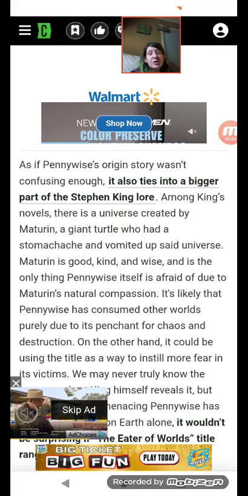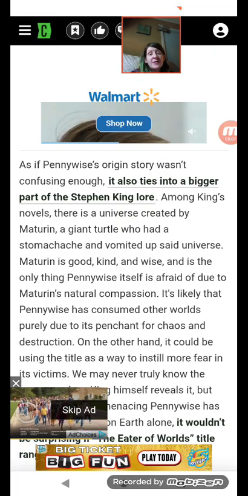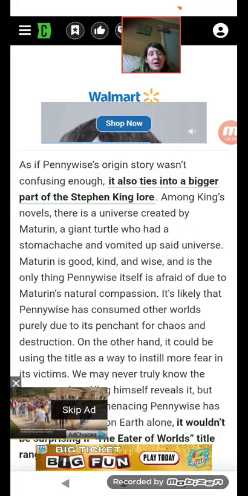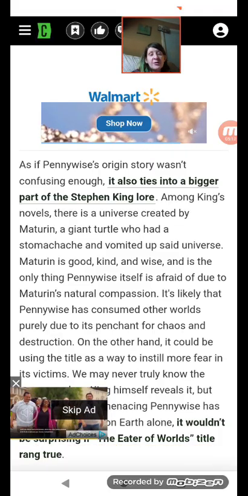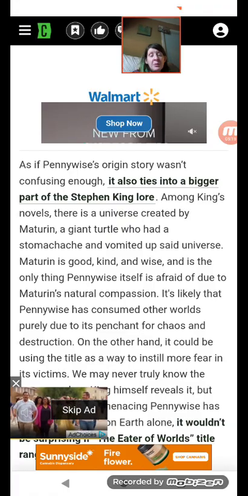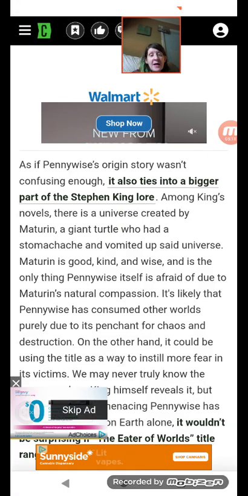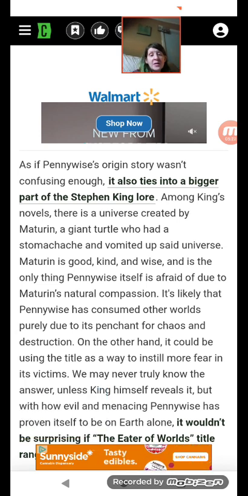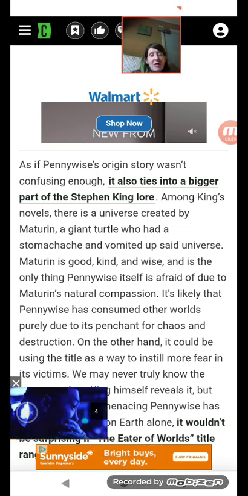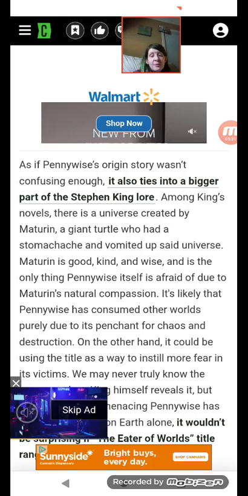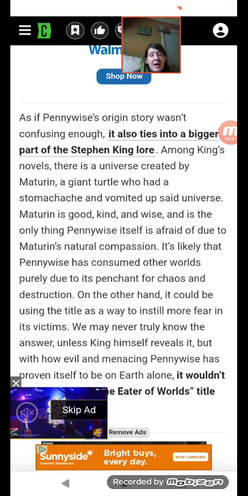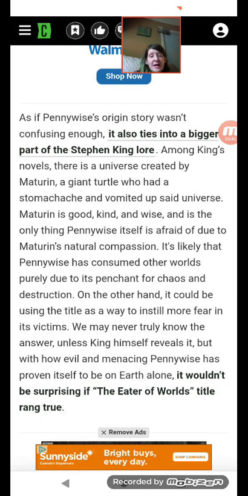As if Pennywise's origin story wasn't confusing enough, it also ties into a bigger part of the Stephen King lore among King's novels. There is a universe created by Maturin, a giant turtle who had a stomachache and vomited up said universe. Maturin is good, kind, and wise, and is the only thing Pennywise itself is afraid of due to Maturin's natural compassion. It's likely that Pennywise has consumed other worlds purely due to its penchant for chaos and destruction.